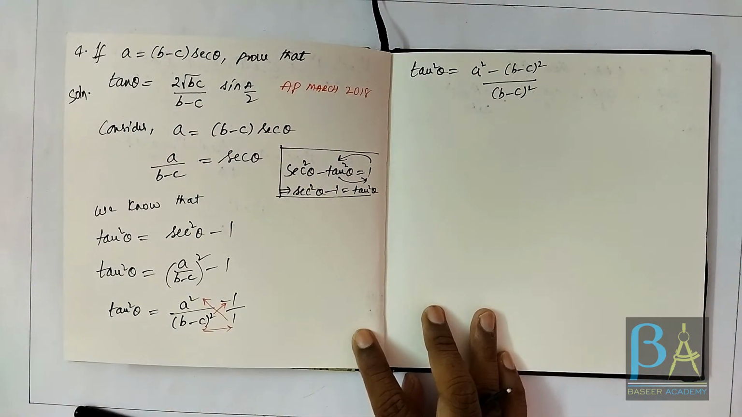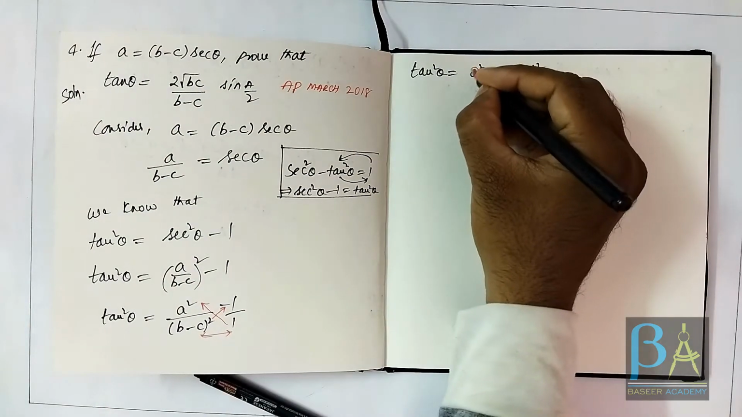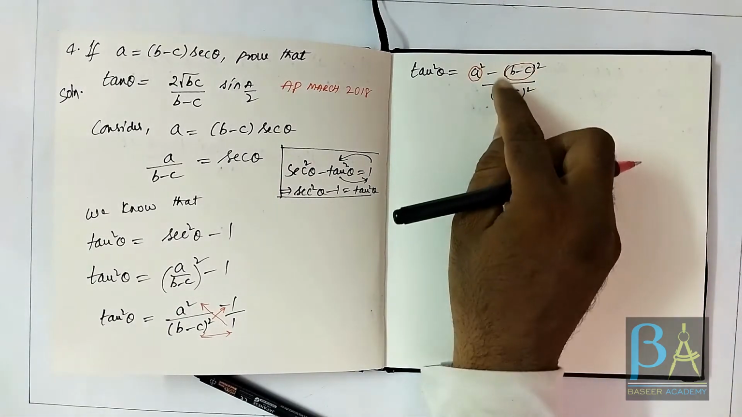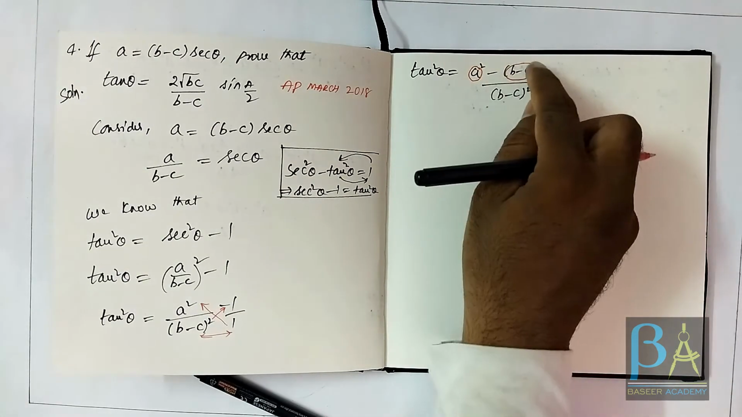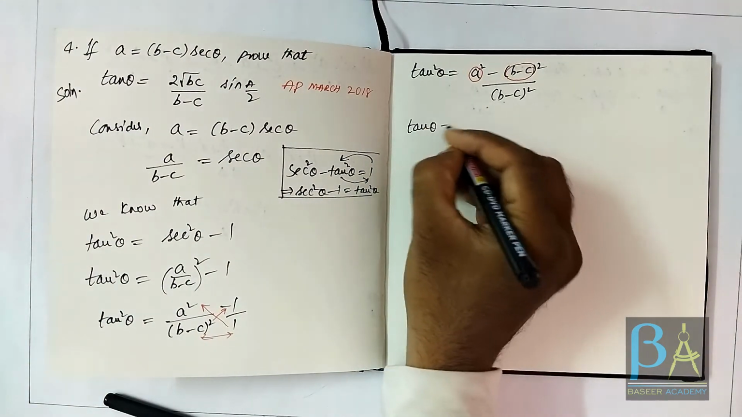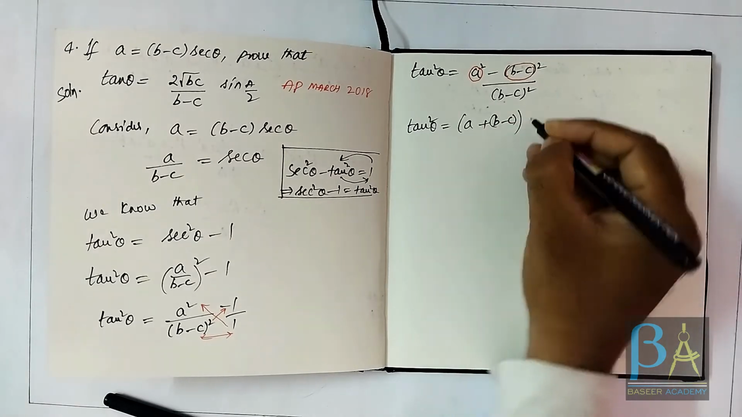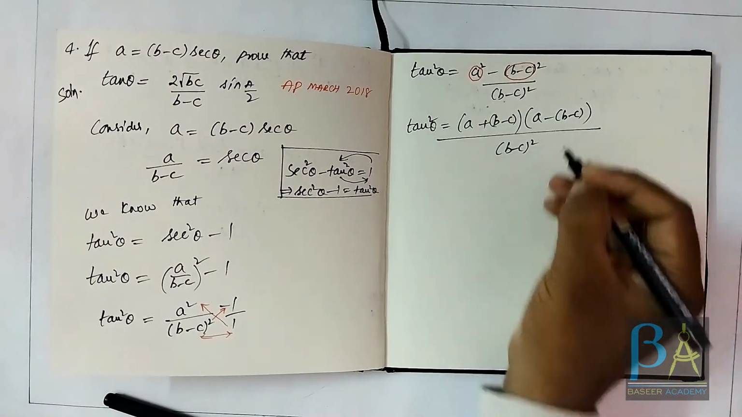Now what am I going to do here? What do you think we are going to do here? Okay, let's do it this way. Now this is A square minus, let us consider this entire thing as B square. So this is A square minus B square. And we know that A square minus B square is A plus B into A minus B, isn't it? So let me write this as A plus B into A minus B by B minus C whole square in the denominator as it is.